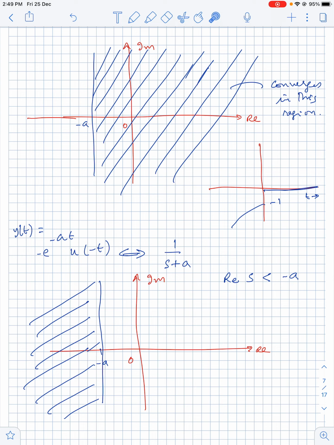The relationship between the Laplace transform and the Z transform is similar to the relationship between the continuous time Fourier transform and the discrete time Fourier transform. And there are cases where the DTFT does not exist, but the Z transform will exist.